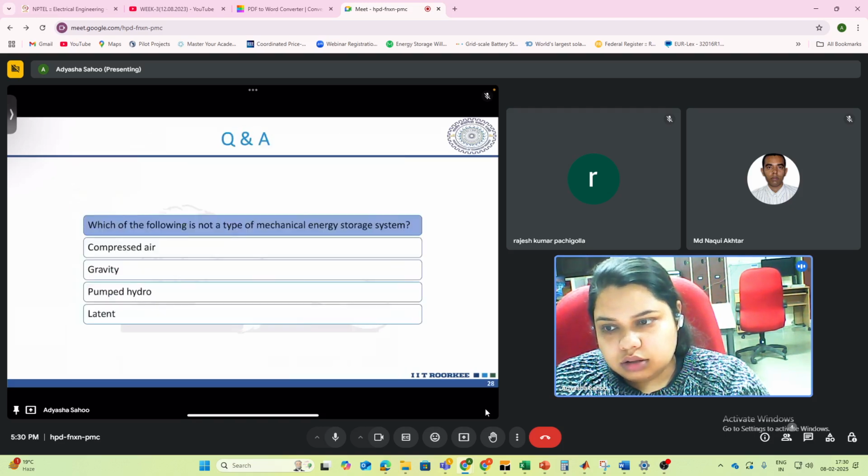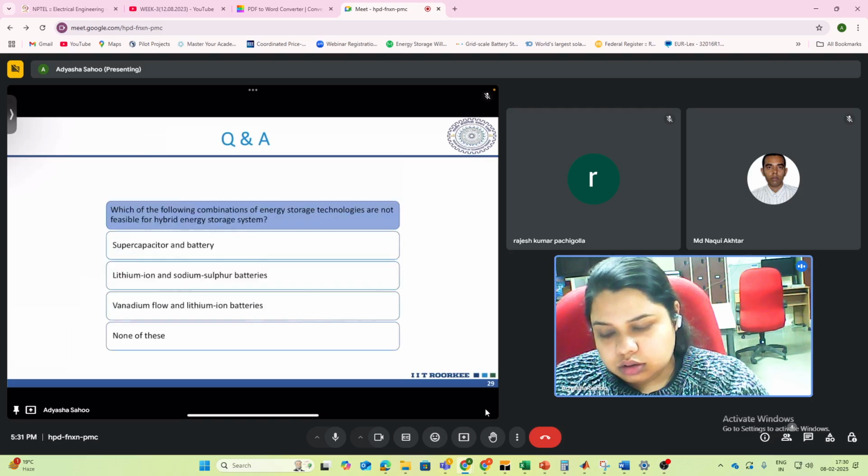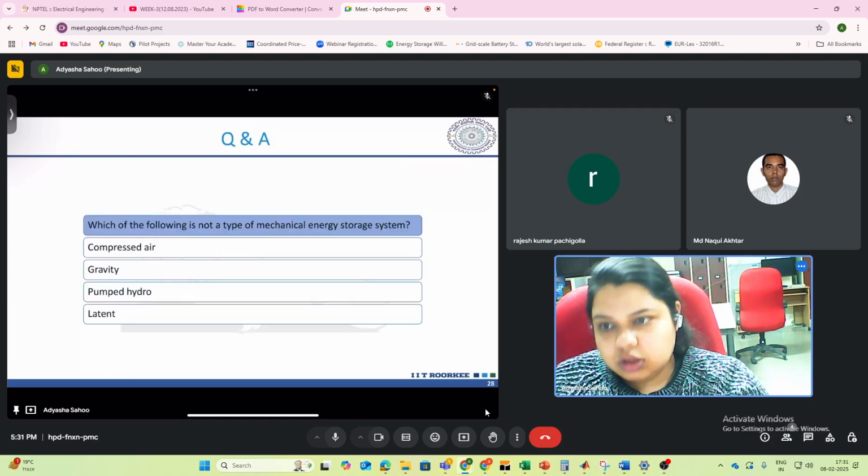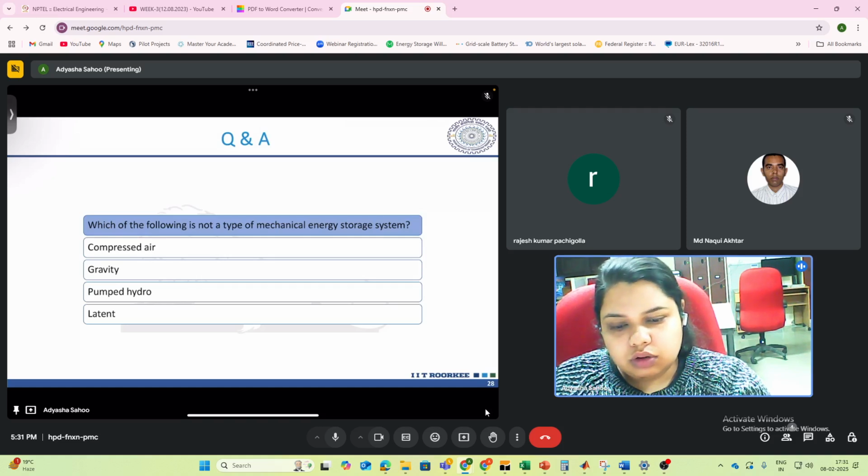So that brings us to the Q&A session. We'll discuss some multiple choice questions here. First: which of the following is not a mechanical energy storage system? Compressed air, gravity, pumped hydro, or latent?